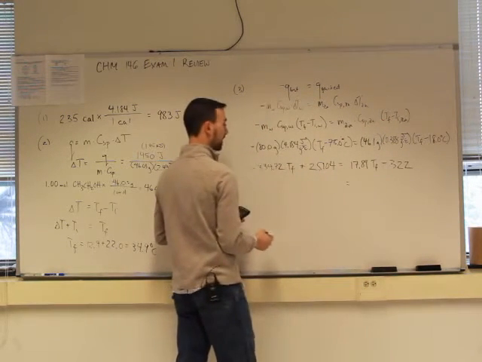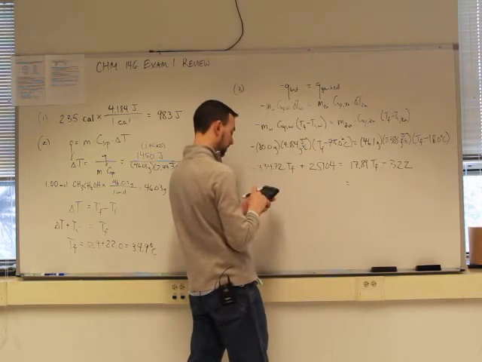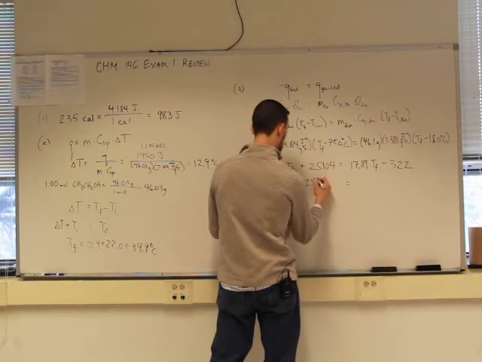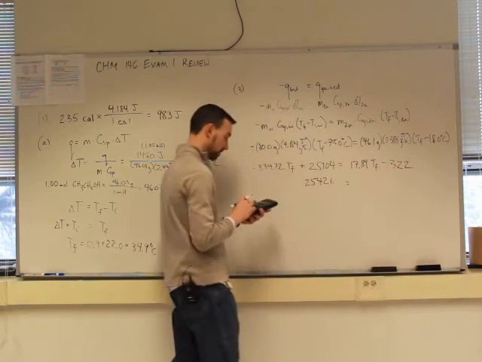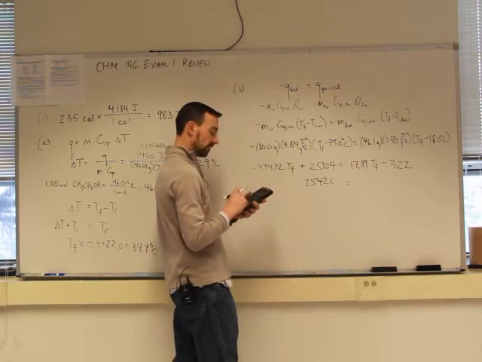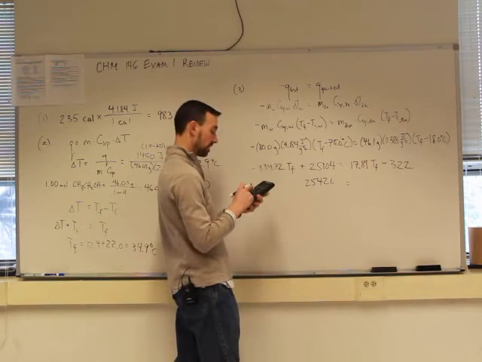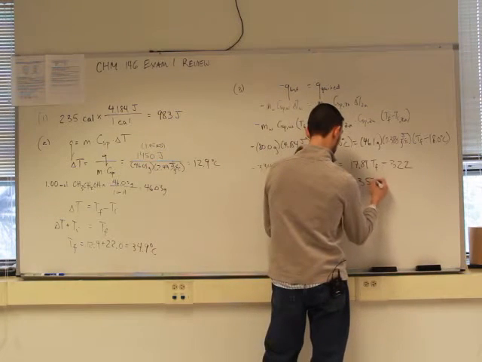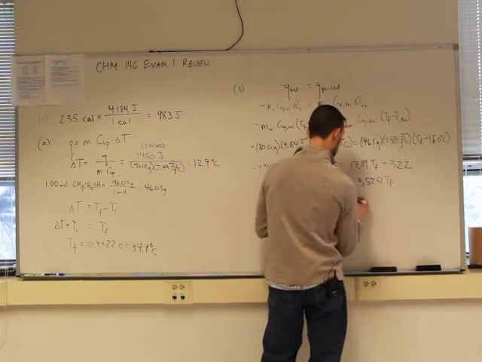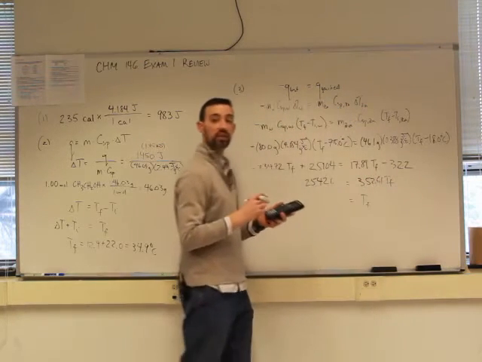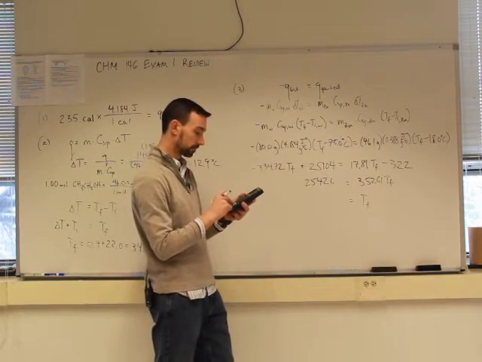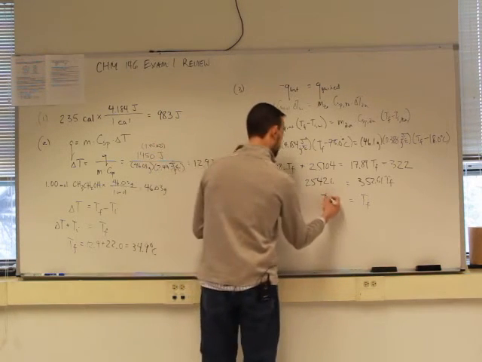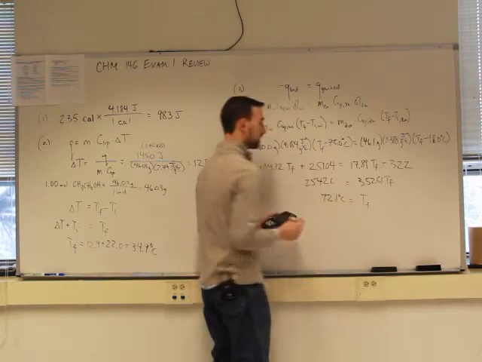So let's just group our like terms together. Take 25,104 plus 322. On the right side, I've got 25,426. And on the left side, I'll take my 17.89 plus my 334.72. 352.61 final temperature. Divide by that coefficient. And we come up with 72.1 degrees Celsius.